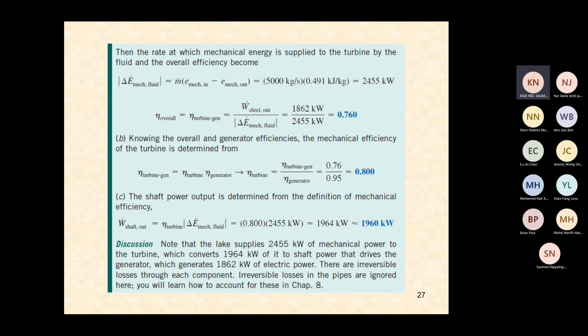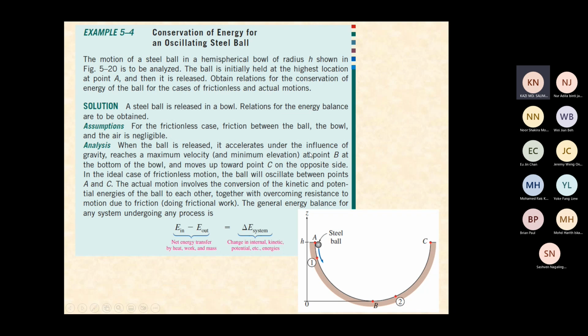Shaft power output is determined from the definition of mechanical efficiency. So W shaft out is equal to eta turbine into E mechanical fluid, because 2455 is the fluid containing this energy. So multiplying by the turbine efficiency, the shaft will get this energy, the rotating energy of the shaft. That can be evaluated from this equation. Then another problem is solved.